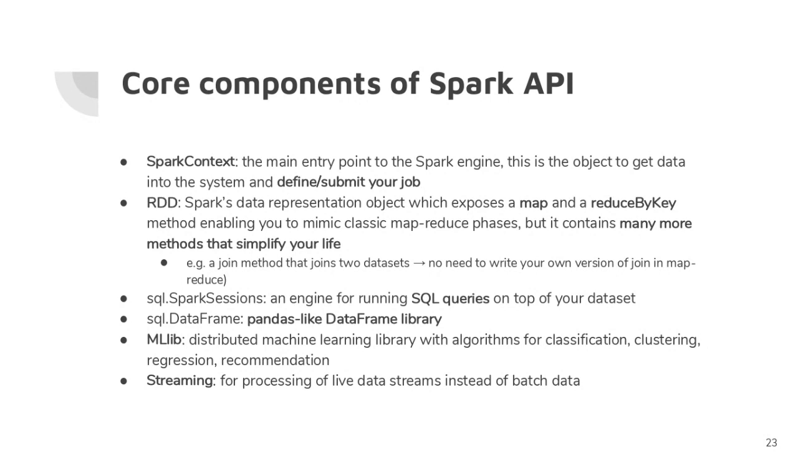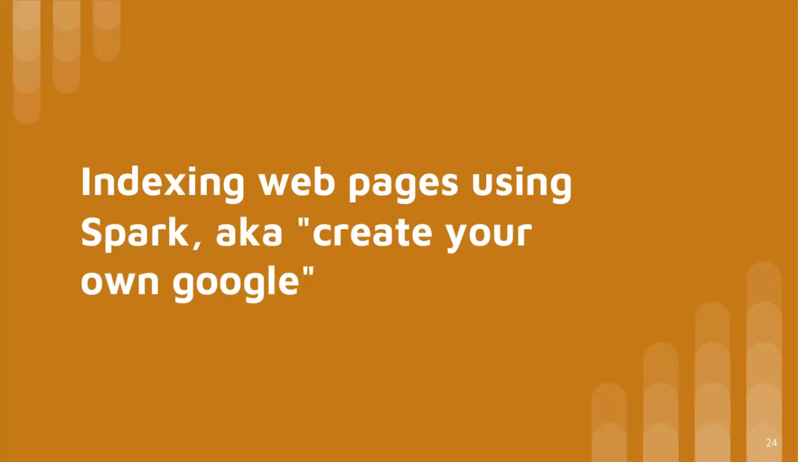Then a third useful extension is MLlib. It's a machine learning library. It contains a lot of classic algorithms you also have in scikit-learn, but the difference is it's also distributed. So it has algorithms for classification, clustering, regression, and recommendations. And then finally, you can use Spark for batch processing, but also for streaming processing. So that's also interesting.